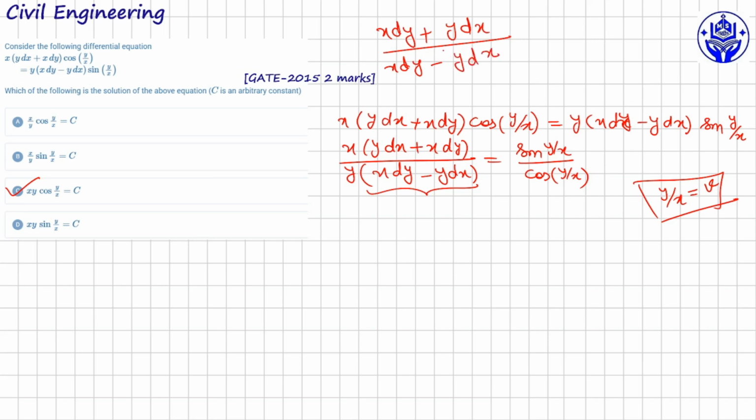In this case, whenever you have this kind of thing present, you can just separate it by taking y is equals to vx. If you take this, then you can easily separate. This is the 2015 question, and the correct answer is this. The calculation is there. This is a substitution. You can substitute and solve it.